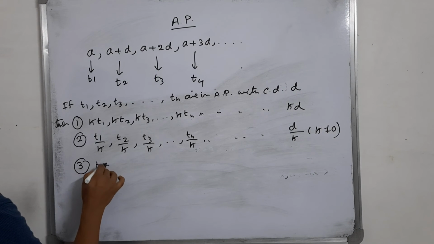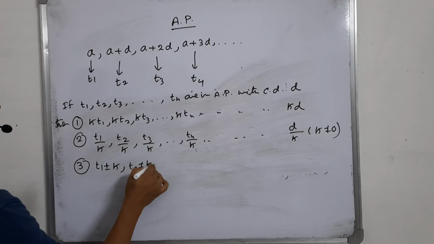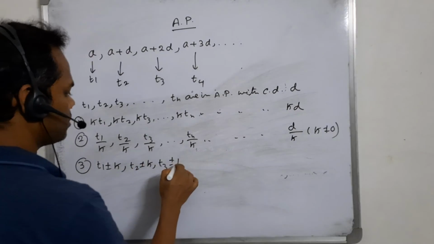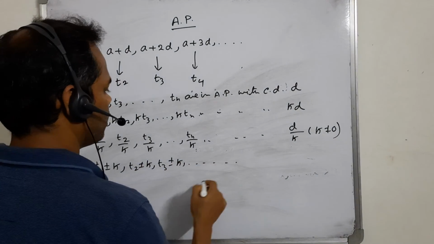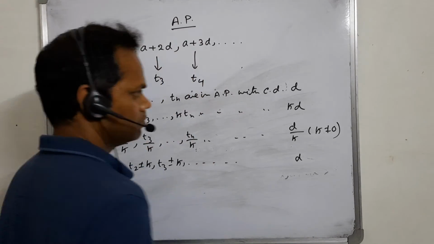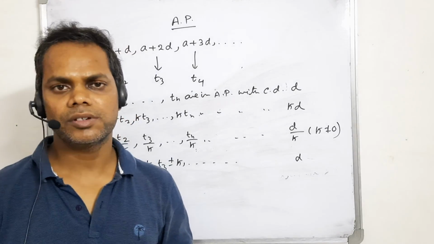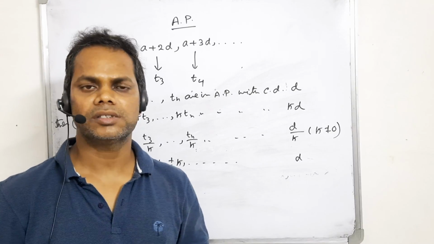And T1 plus or minus K, T2 plus or minus K, T3 plus or minus K also are in AP with common difference D. This is all the concepts on AP. In the next video on this topic, we discuss sums on AP.